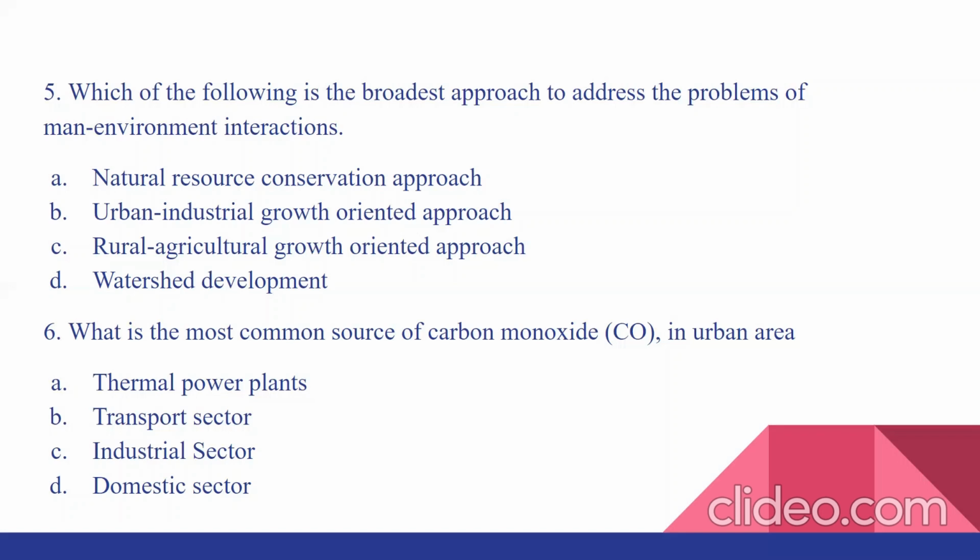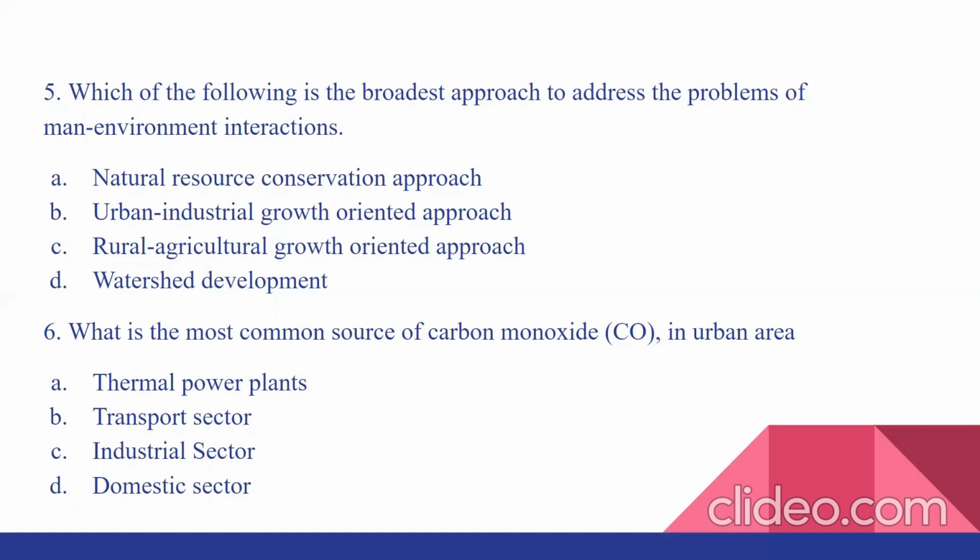So, what is the most common source of carbon monoxide in urban areas? The answers are thermal power plants, transport sector, industrial sector, and domestic sector. Thermal power plants do emit carbon monoxide, but thermal power plants are not everywhere. Industries are also not everywhere. The domestic sector doesn't emit all that much. But the transport sector is everywhere, in cities, in villages, everywhere. Transportation contributes at least 25% of all pollution.